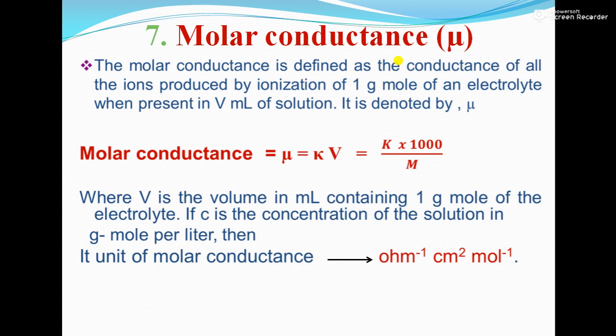And next is molar conductance. In that case, the concentration is given in gram mole. So you can see the molar conductance is defined as the conductance of all ions produced by ionization of 1 gram mole of an electrolyte when present in V ml of solution, which is denoted by mu. So molar conductance is mu, that is K into V, so K into 1000 divided by M. So this M is molar concentration.